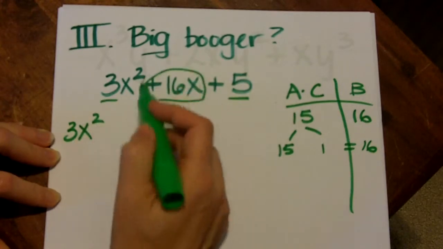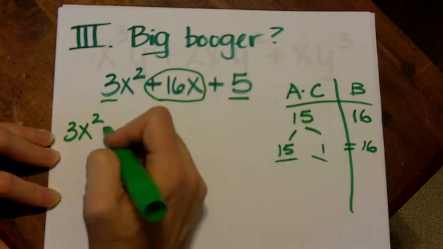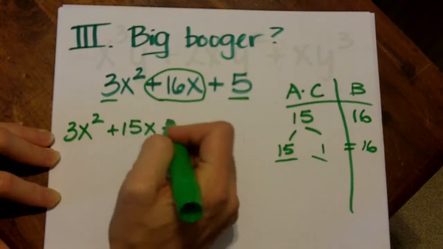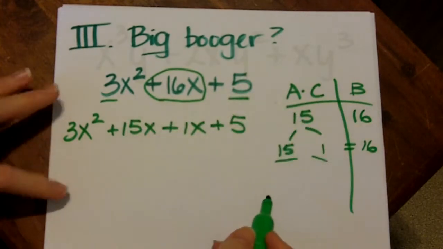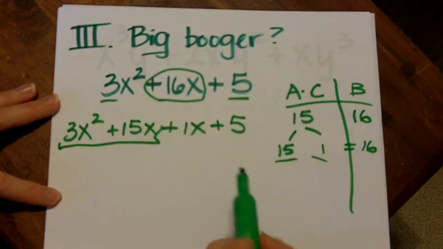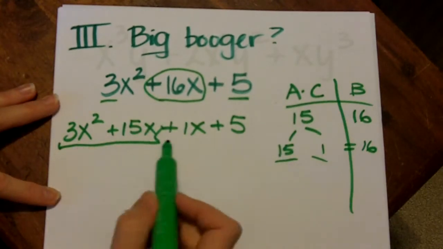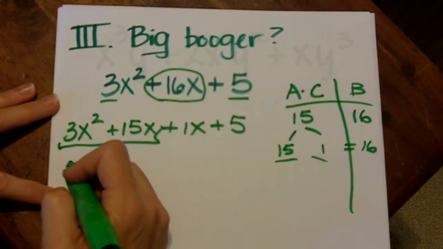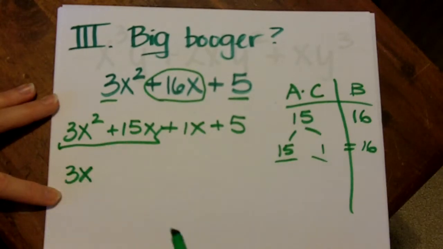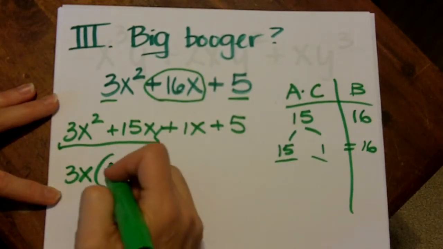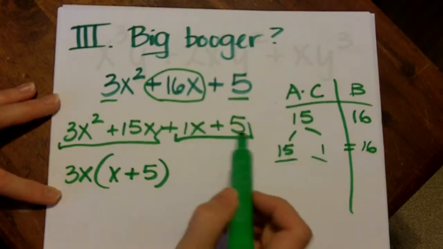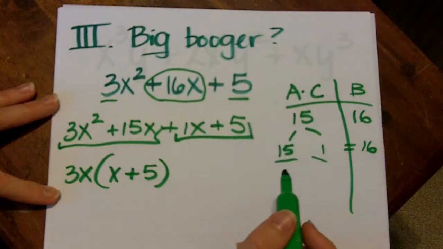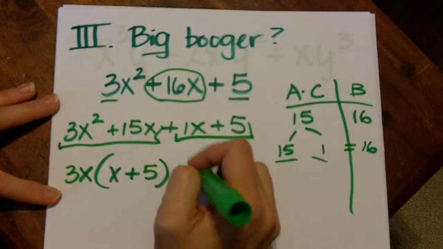And so you can stop right there, and all you do is you write your first term. Instead of writing 16x, you're going to rewrite it as plus 15x plus 1x, okay, and then plus your 5. And then you're going to look at these first two terms and you're going to look for a GCF, our common theme here. Okay, I can pull out a 3x and then I would have x plus 5 left. Well, when I look here, I don't really see a GCF, right? So I know that it's prime.